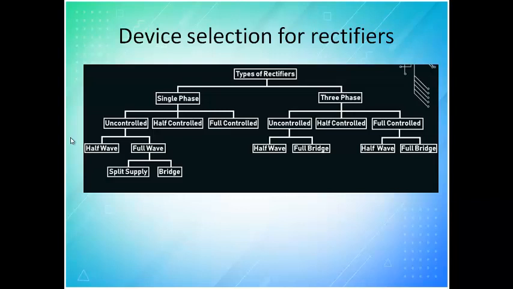So if it is an uncontrolled rectifier, I don't want to go for any power semiconductor device, just a diode is more than sufficient. Half controlled is where you will use diodes plus some semiconductor devices. Then full controlled is nothing but only semiconductor devices; you will not go for any diodes. Again in the full controlled, whether it is conversion from AC to DC or DC to AC.